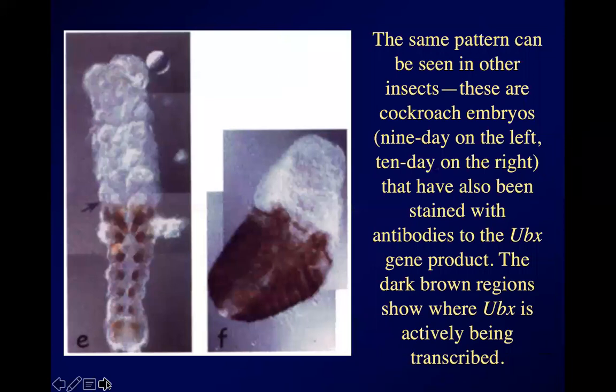You get the same pattern in other insects, by the way. These happen to be cockroach embryos. They've also been stained with antibodies to UBX. In all of these, the head is up at the top and the anus is down at the bottom. And you can see that UBX is expressed in the posterior half of the body, the segments that will become the back of the thorax and the abdomen.